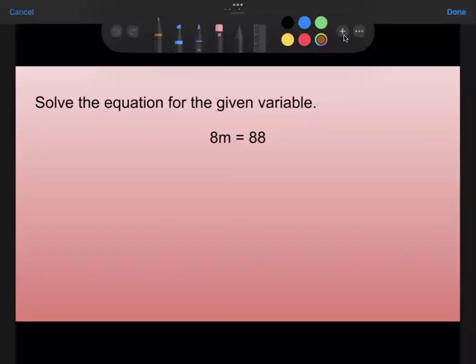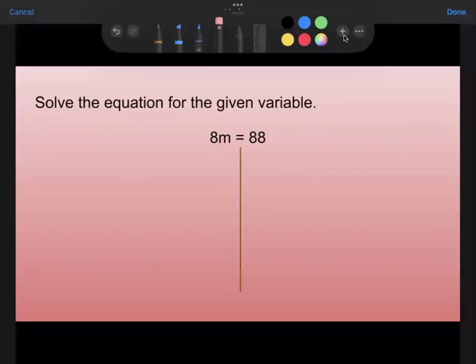Okay, here's our next example. We're going to solve this equation, which is 8m equals 88 for the variable m. So again, there are two sides to the equation, so I'm going to draw a line right under the equal sign so I know where those two sides are. And my objective again is to get m completely by itself. But right now, m is being multiplied by 8.